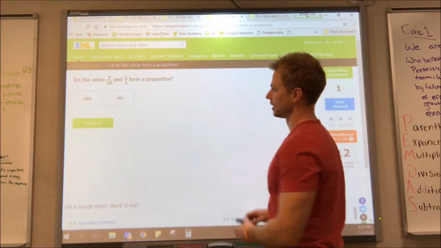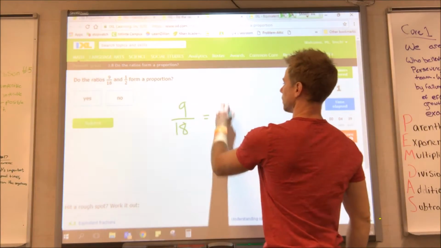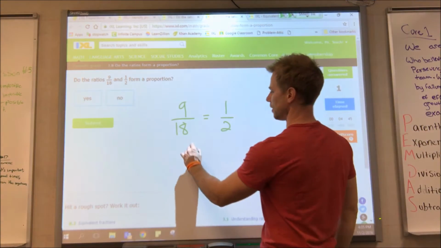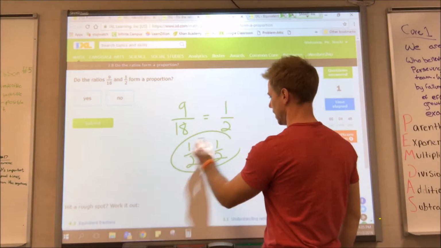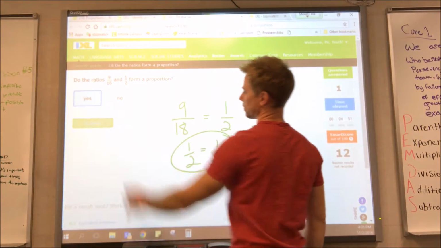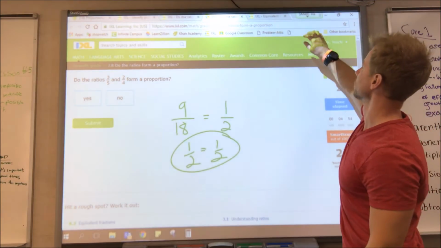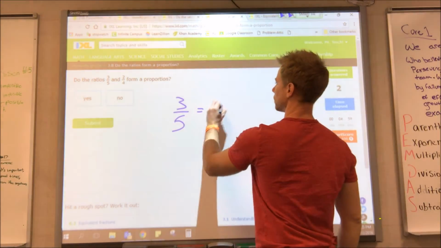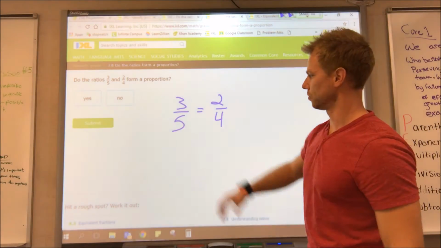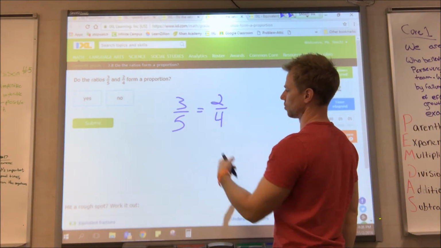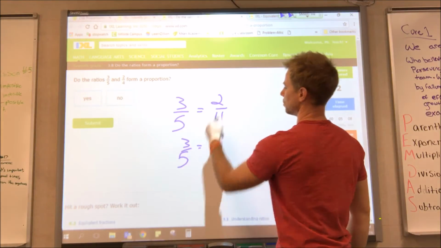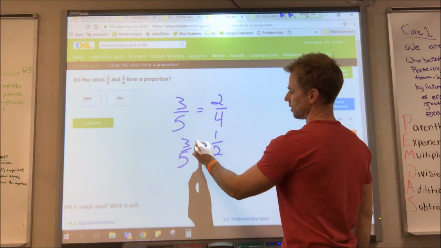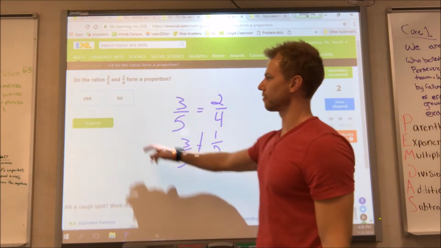All right, we have 9 18ths and 1/2. Again, 9 goes into 9 and 9 goes into 18. That reduces to 1/2. 1/2 equals 1/2. So yes, they form a proportion because they're the same ratio. 3/5 and 2/4. 3/5 we cannot reduce because 3 is a prime number and so is 5. It's already reduced. 2/4, 2 goes into 2 and 2 goes into 4. That reduces to 1/2. They are not equal, so it does not form a proportion.